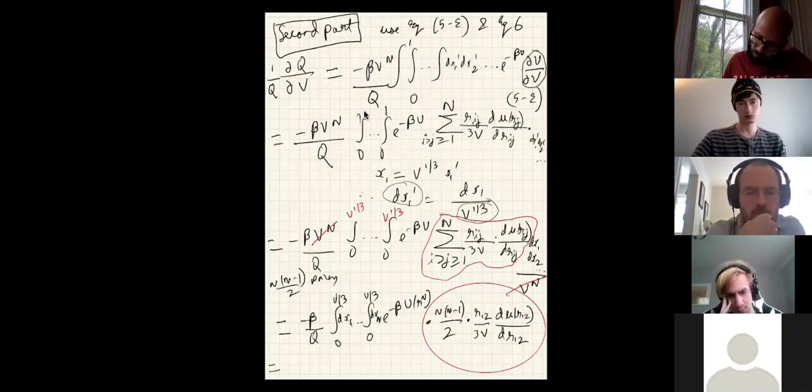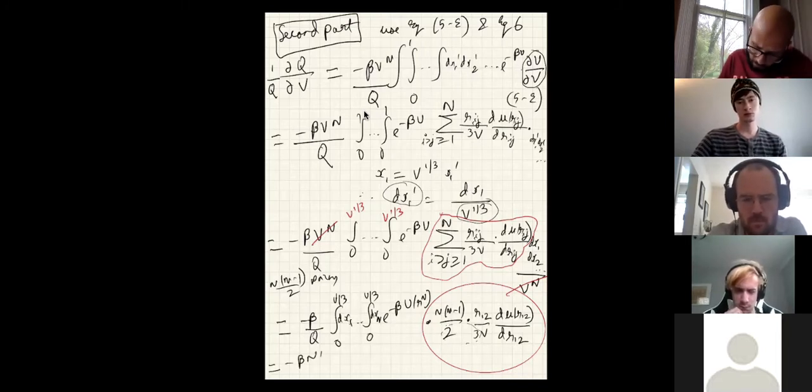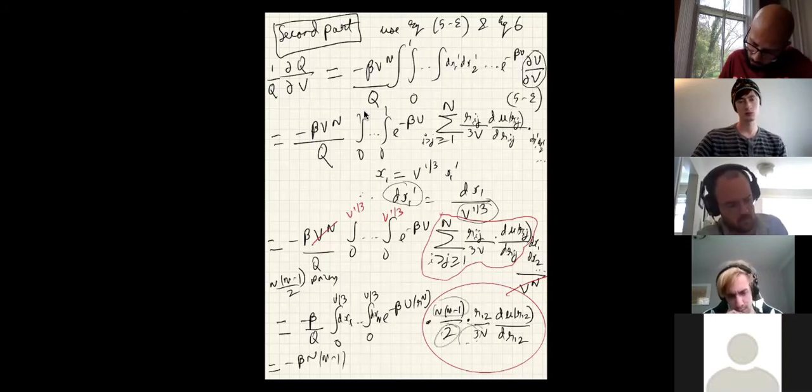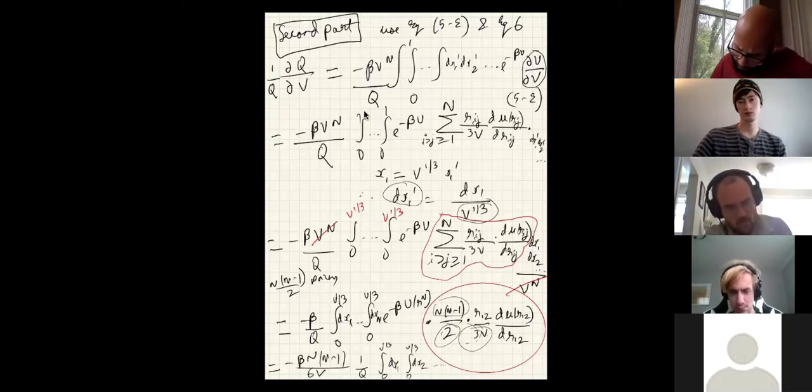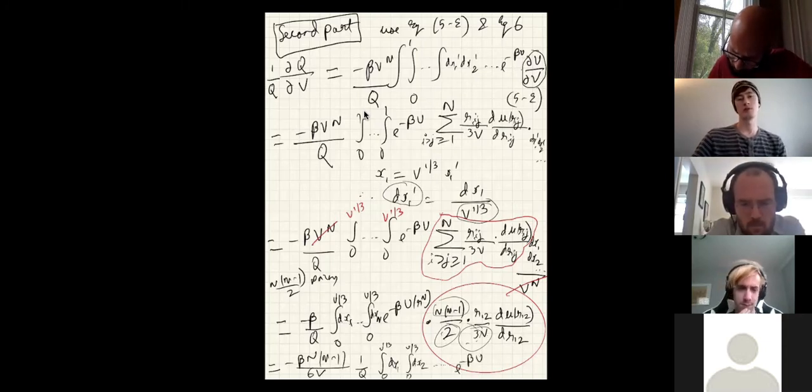This can be simplified further. The 2 and 3 become 6 together. The volume can also be brought outside, so you get a minus beta multiplied by N and N minus 1. All of these things, the N minus 1, the 2, the 3 volume, can all be brought outside. So you get minus beta times N, N minus 1 divided by 6, times volume. One by Q still remains, and now this integral dx1 going from 0 to the power V to the 1 by 3, dx2 going from 0 to the power V to the 1 by 3, all the other ones, e to the power minus beta u, what else remains? D small u by dr12, where this is a function of r12, multiplied by r12.